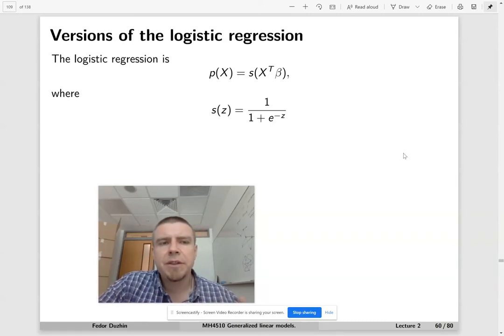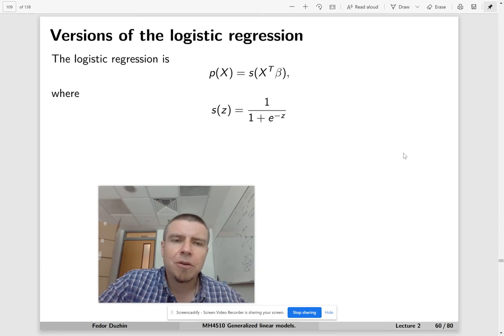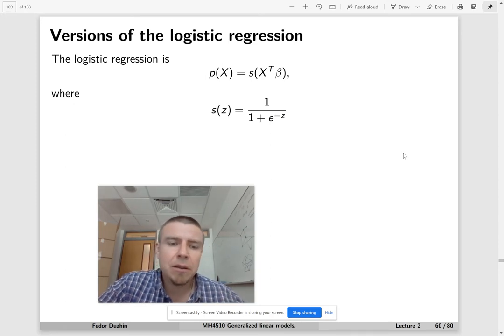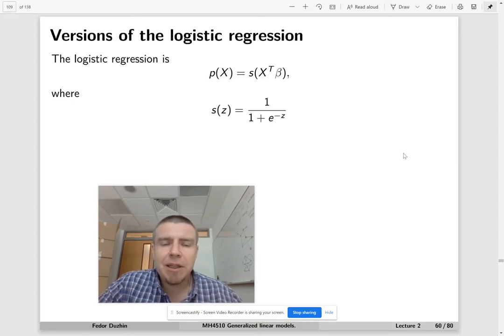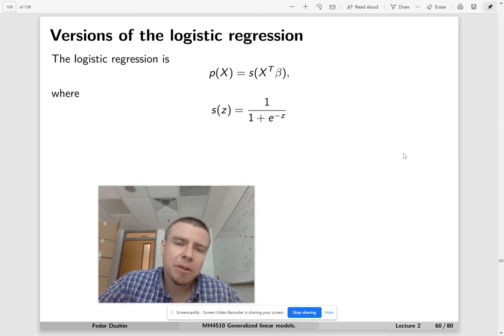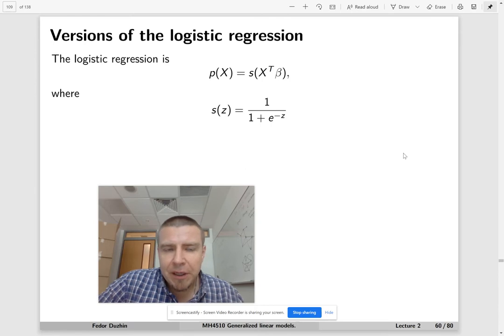All right, so now we have seen how to define logistic regression, what the loss function is. So let us look at some different versions of the logistic regression. Recall that the logistic regression goes like this. We take a linear model, then apply our sigmoid function to that linear model, and we fit that model using a different loss function.